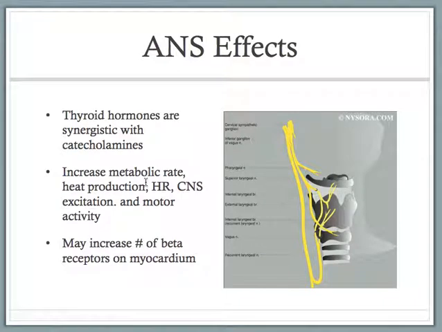As I've mentioned many times, the autonomic nervous system effects are synergistic with the catecholamines. So whenever you have thyroid hormone, we've already mentioned that metabolic rate goes up. It's going to mirror our sympathetic response. The more thyroid hormone there is, there can be an increase of beta receptors on the myocardium to support the increased heart rate that you would see in high levels of thyroid hormone.